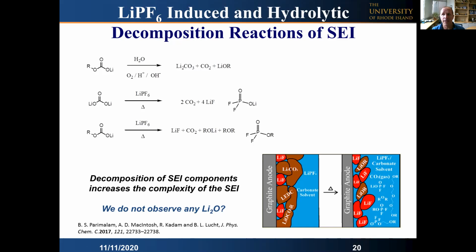So this offers an explanation as to why the SEI is more complicated than what is generally observed from the initial reduction reactions: the species that are initially generated, which are lithium ethylene dicarbonate and lithium carbonate, aren't particularly stable under the conditions of the battery. They decompose and generate other species.